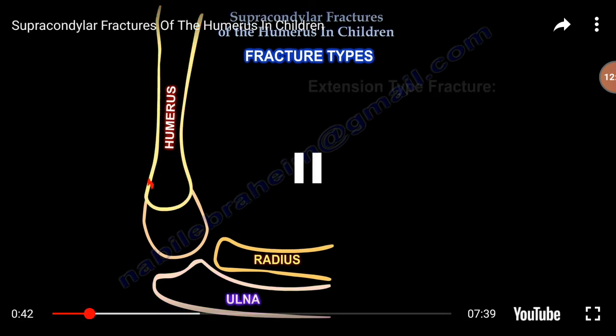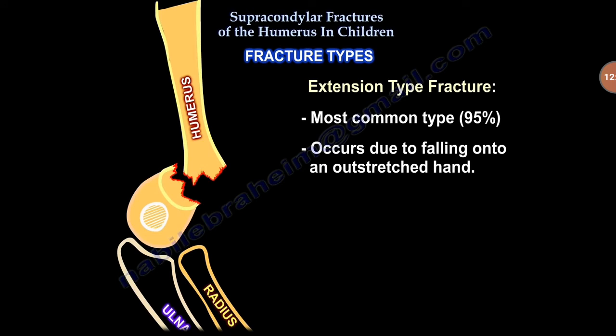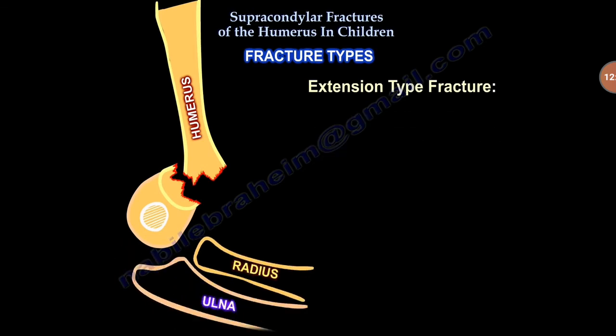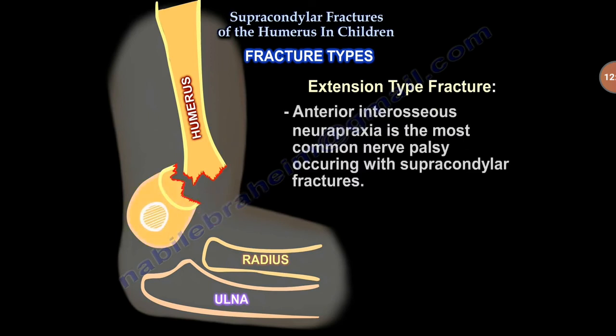The first type is an extension type fracture. This is the most common type. It occurs due to falling on an outstretched hand. In this type of fracture, the distal fragment displaces posteriorly. Anterior interosseous neuropraxia is the most common nerve palsy occurring with a supracondylar fracture.